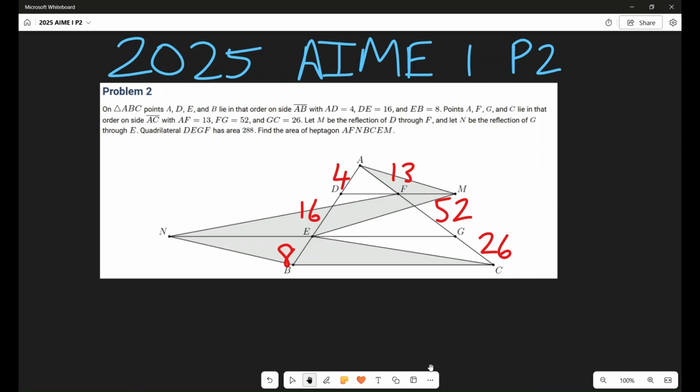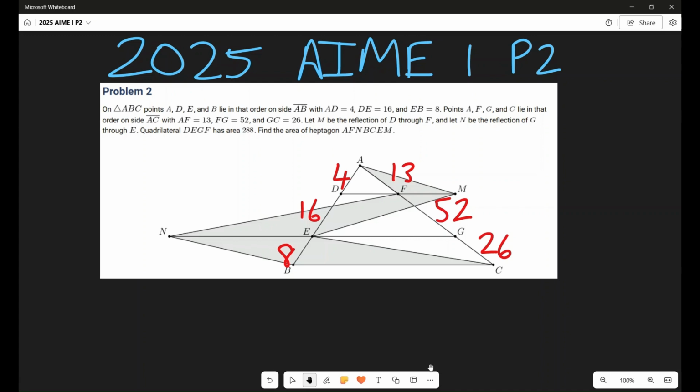And then we also have points M and N, and they're the reflection of D and G through F and E respectively. And we're given the quadrilateral DEGF has area 288, and we want to find the area of this funky looking heptagon. The first thing we can notice is that DF and EG and BC are all parallel. And that's because the ratio of the length on the left to the length on the right is always 4 to 13.